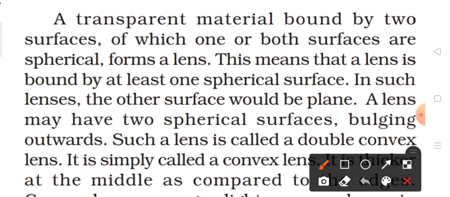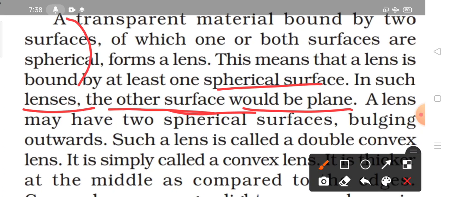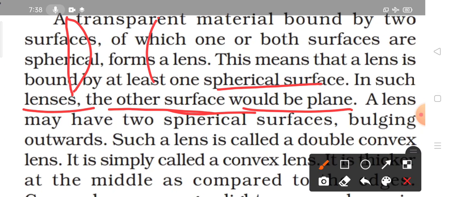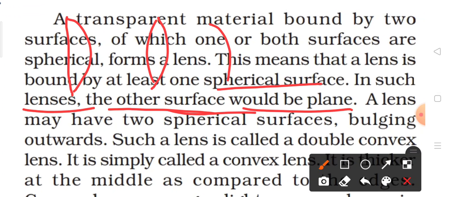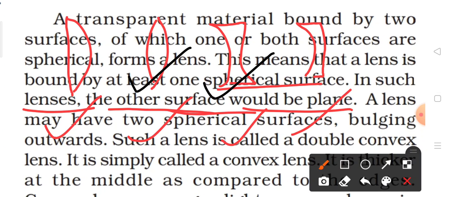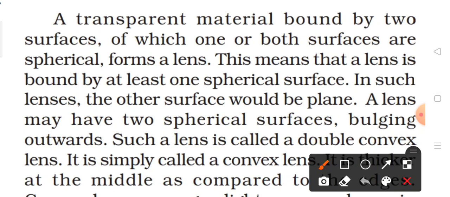Next, if a lens is bound by one spherical surface, the other surface would be plane. So if one surface is curved, the other surface may be plane, or both surfaces are curved outward, or both are curved inward, or one is curved and the other is flat. So these are the lenses, 1, 2, 3, 4. In this chapter we will study these two lenses. Clear? So we will proceed further.